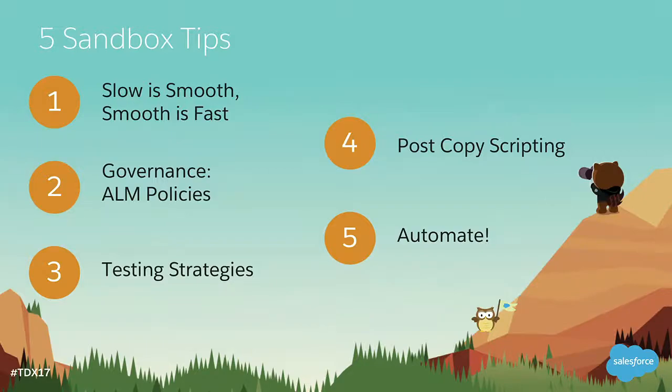So number 4 is probably my favorite thing to do, which is post-copy scripting. So lots of times when you have production data, there's actually confidential information, social security numbers, health data, things that you don't want developers or really anyone outside of a very limited group to have access to. With post-copy scripting, you can enable a script to run when a sandbox is spun up, so that all of that information is masked automatically.